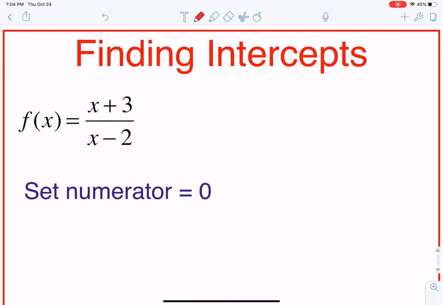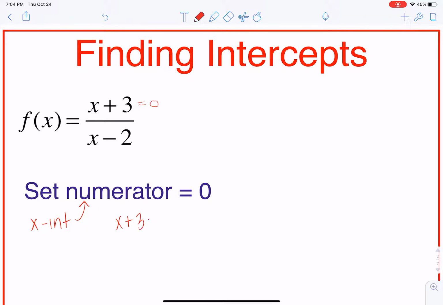And one of the findings that I wanted you to discover was that it doesn't really matter what's in the denominator. If my numerator is equal to 0, then that will give me an x-intercept. So where my function is equal to 0, that will be where my x-intercept happens. So to find x-intercepts, we can set the numerator equal to 0.